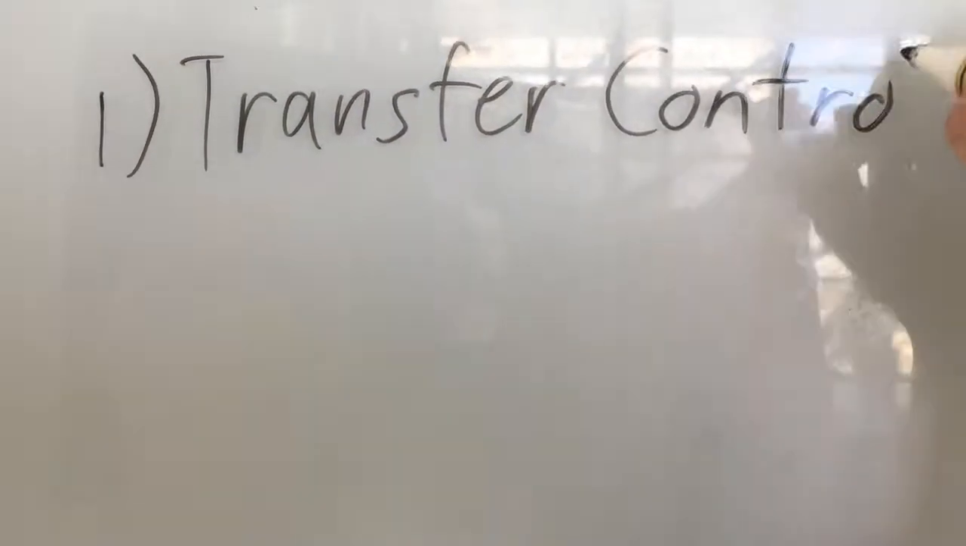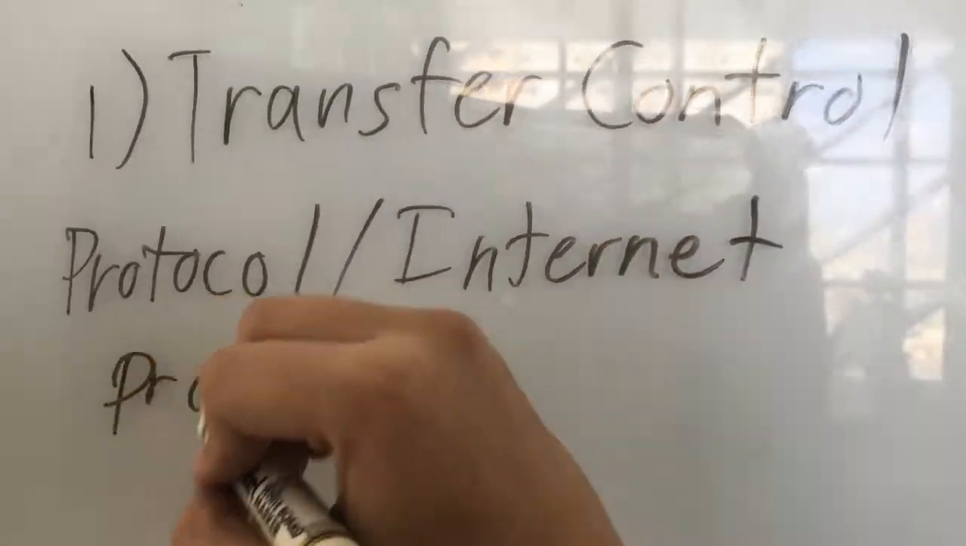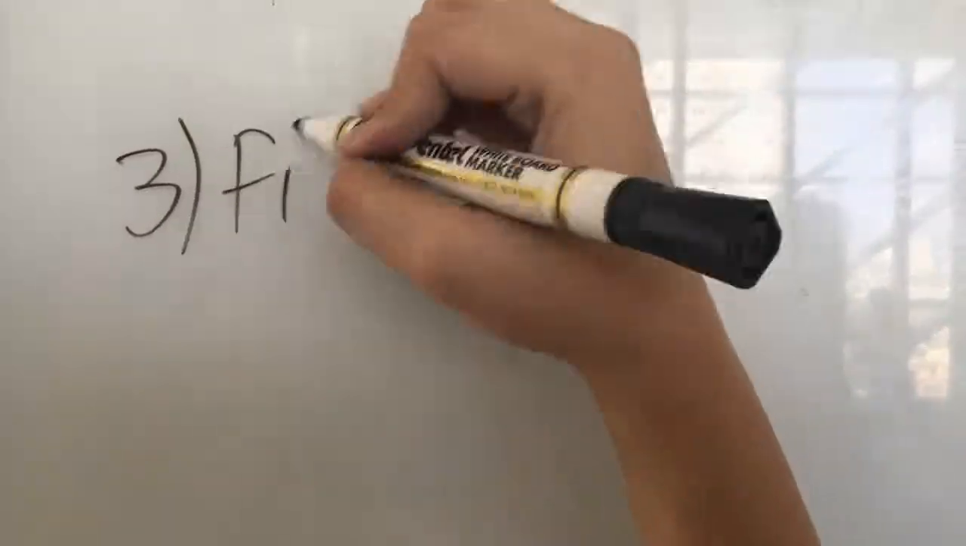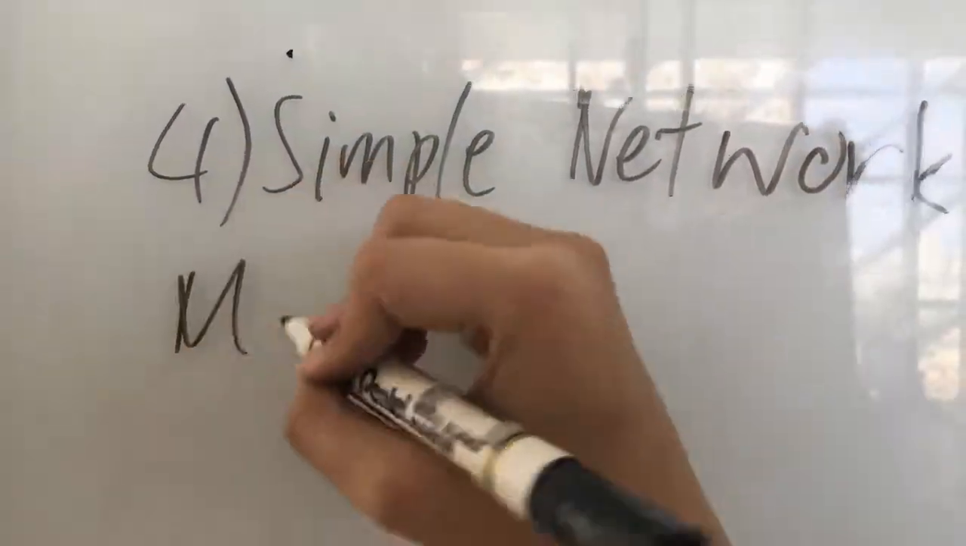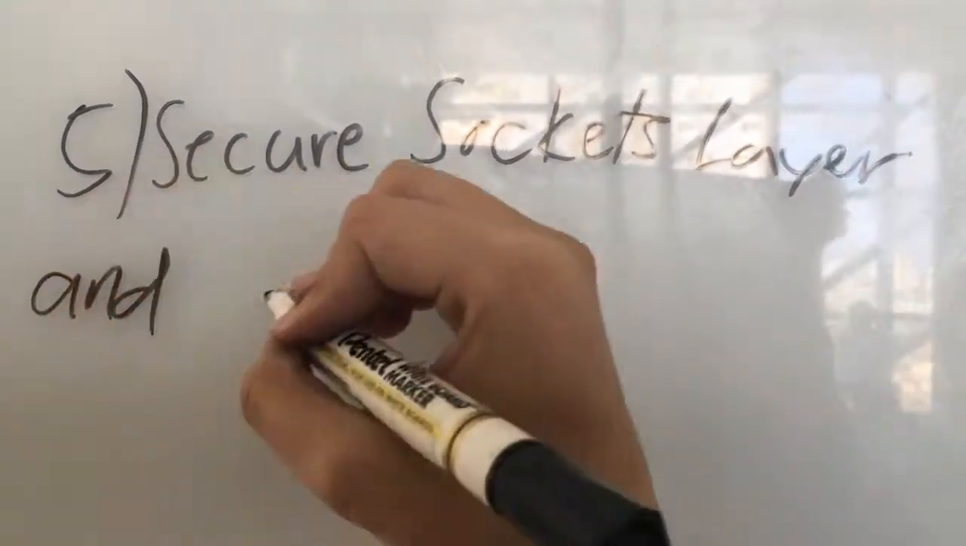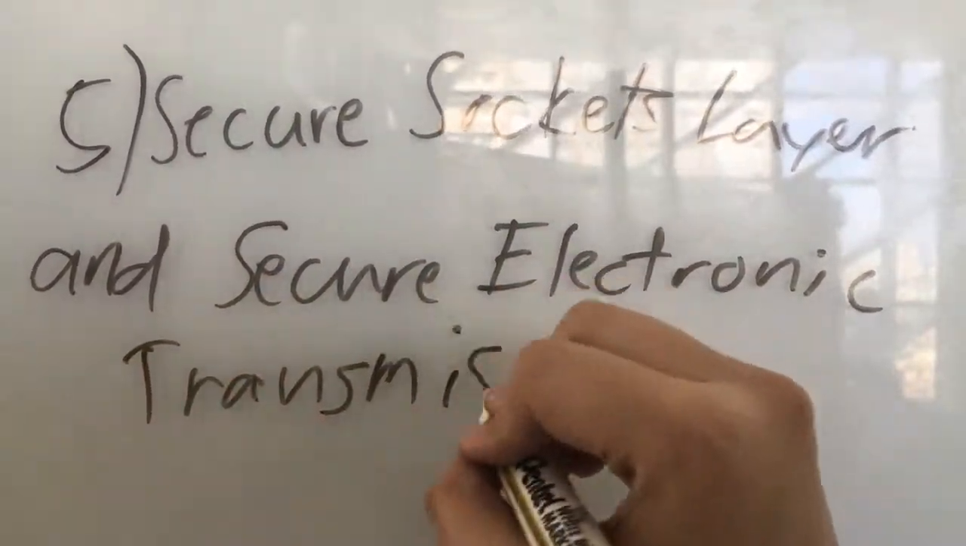Here are some examples of protocols. Number 1, Transfer Control Protocol or Internet Protocol. Number 2, Hypertext Transfer Protocol. Number 3, File Transfer Protocol. Number 4, Simple Network Mail Protocol. And number 5, Secure Socket Layers and Secure Electronic Transmission.